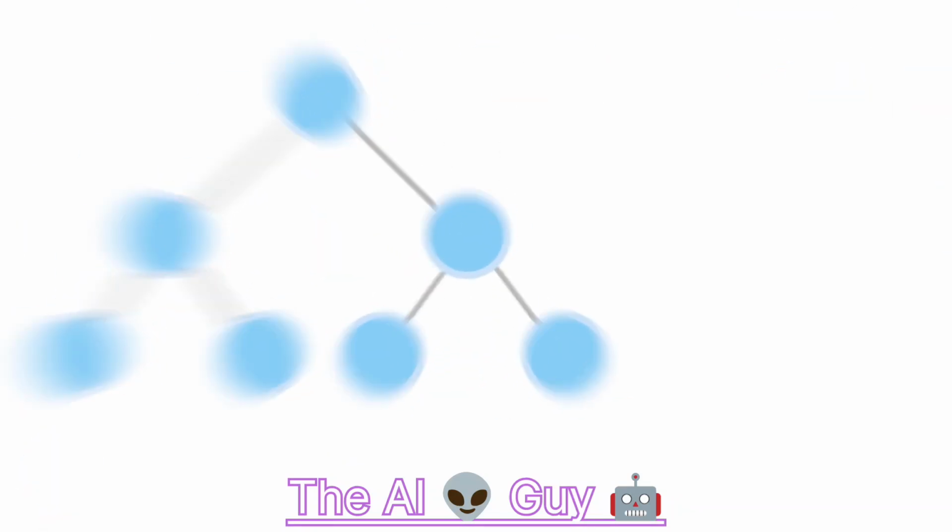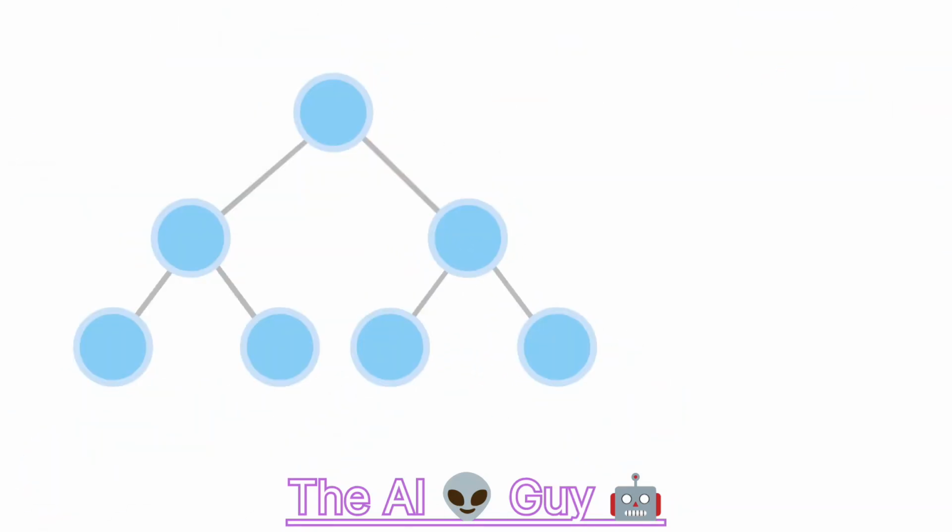Let's talk about optimizing our Heapify algorithm. So here we have a perfect binary tree with 7 nodes. Now, how many nodes do we have in the last level? 4. Mathematically, we can prove that in a perfect binary tree, half of the nodes are in the last level. Now, why does this matter?